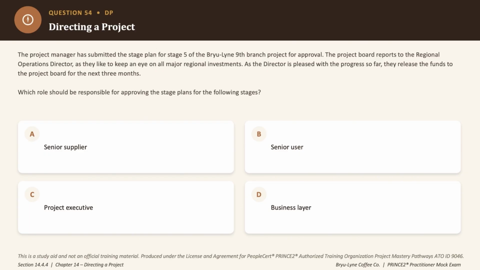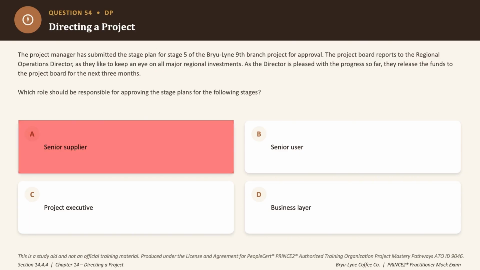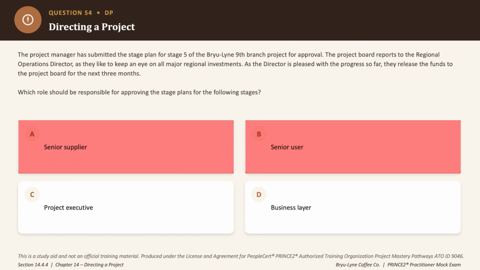Option A says senior supplier, but in PRINCE2, that role represents supplier interests on the board. It doesn't carry this approval authority on its own, so an incorrect answer choice. Option B says senior user, same issue. They represent user interests, but aren't the one accountable for authorizing a stage plan, so eliminated. Option D says business layer, but the business layer sets the overall project tolerances and funding as well. It doesn't approve individual stage plans directly.